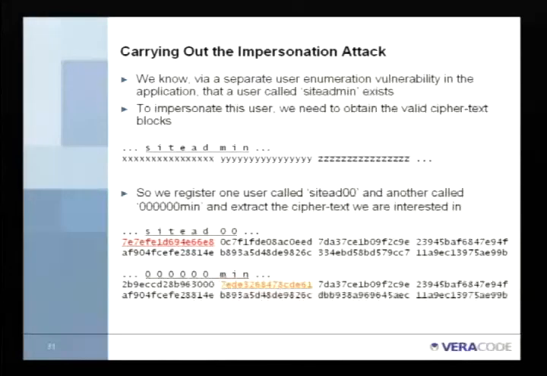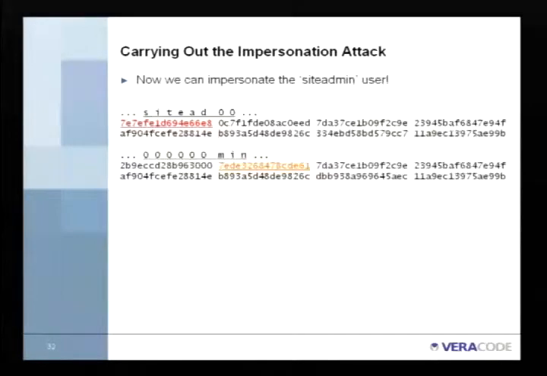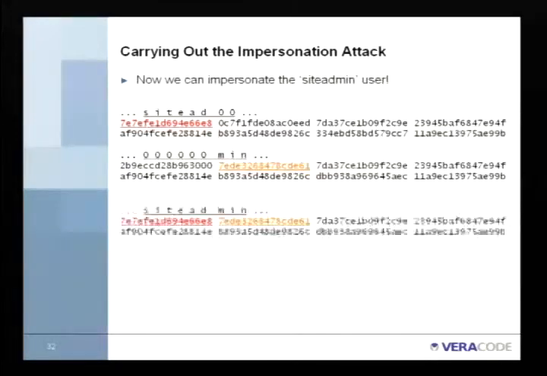So you can see the blocks that we're interested in are highlighted. We want the site ID block from that one, the MIN block from that one. The other stuff, who cares? So now we can impersonate that user theoretically by combining those two blocks that form the username, and just using the remainder of the token.